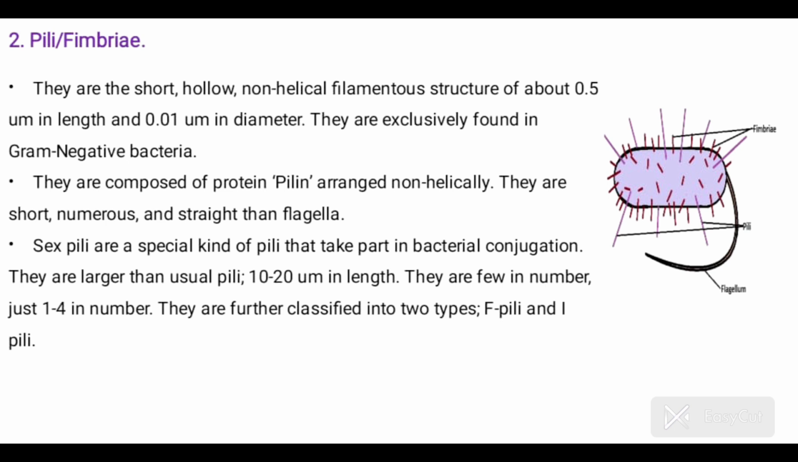Second, pili and fimbriae. They are short, hollow, non-helical filamentous structures of about 0.5 micrometer in length and 0.01 micrometer in diameter. They are exclusively found in gram-negative bacteria. They are composed of protein pilin arranged non-helically. They are shorter, more numerous, and straighter than flagella. Sex pili are a special kind of pili that take part in bacterial conjugation. They are larger than usual pili, 10 to 20 micrometer in length. They are few in number, just 1 to 4. They are further classified into two types, F pili and I pili.